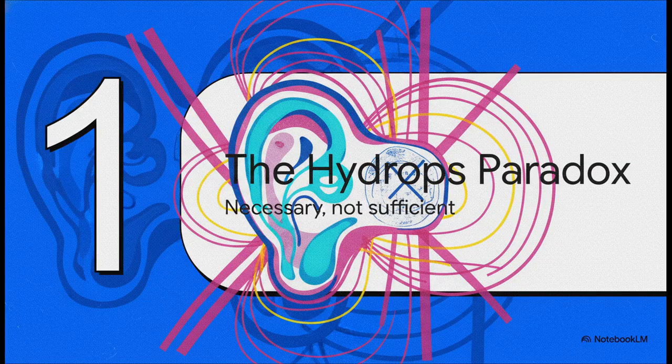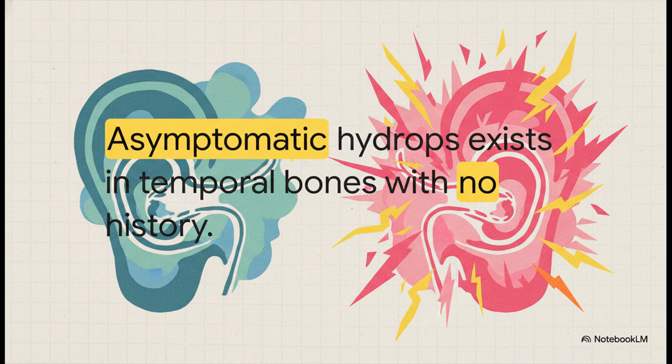All right, let's start with Section 1, the hydrops paradox, or why hydrops is necessary but not sufficient. So ever since Hallpike and Cairns first demonstrated it way back in 1938, we've basically accepted that the abnormal expansion of the endolymphatic compartment is the canonical pathological substrate of Ménière's. But here's the absolute paradox. Hydrops alone does not strictly equate to clinical Ménière's disease.